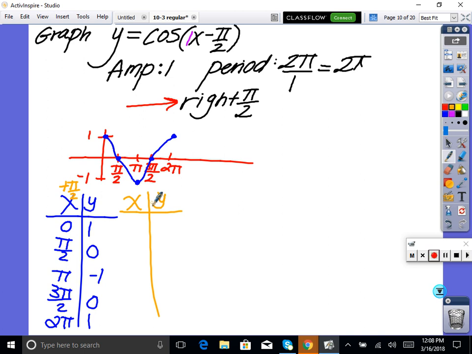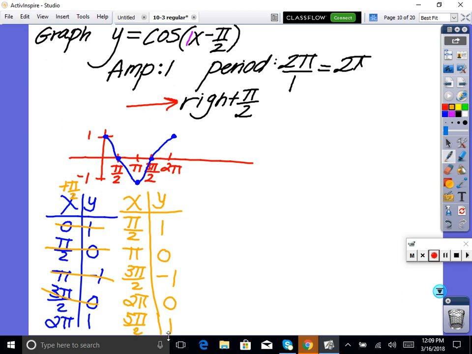So what's 0 plus pi halves? So we're going to now be at pi halves, up 1. Wait, pi halves plus pi halves, you're right. It's pi, up 0. Awesome. Pi plus pi halves is 1 plus a half is 3 halves. So 3 pi halves, down 1. And then 3 halves plus 1 half is 4 halves, which is 2 pi, 0. And then 2 plus a half is 5 halves. And you can do it in your calculator. 5 pi halves, up 1.